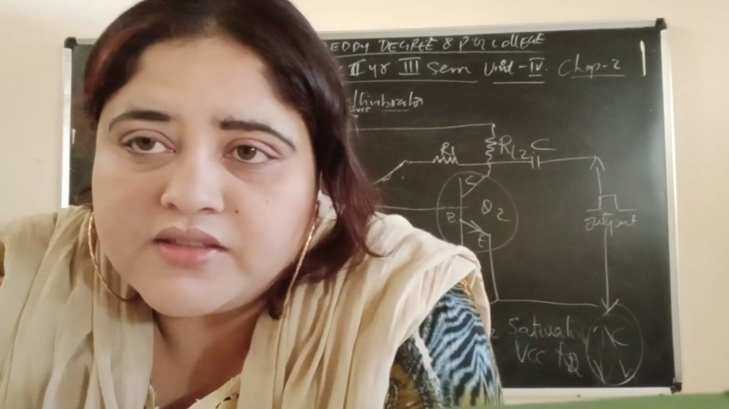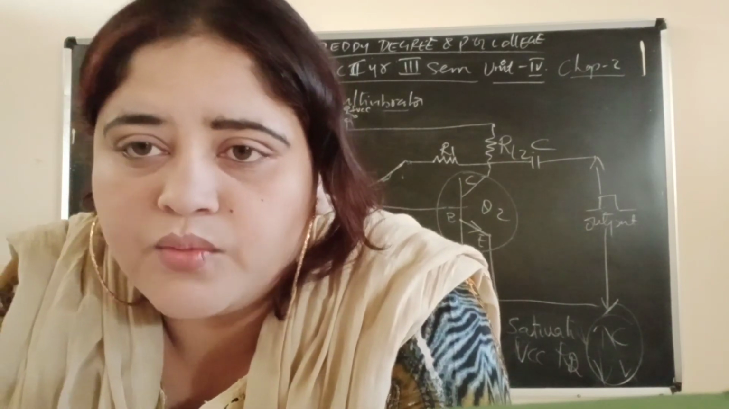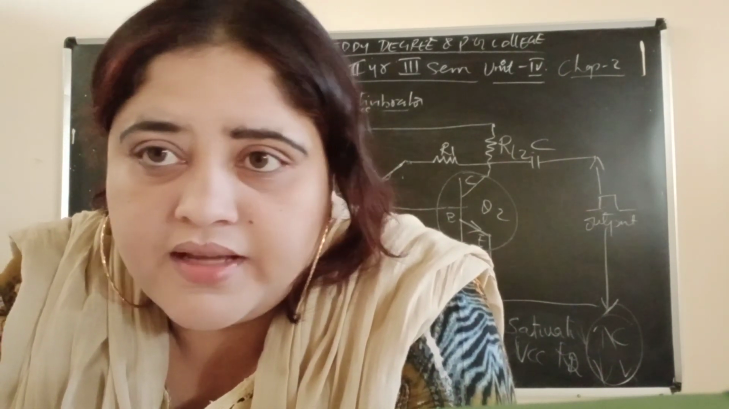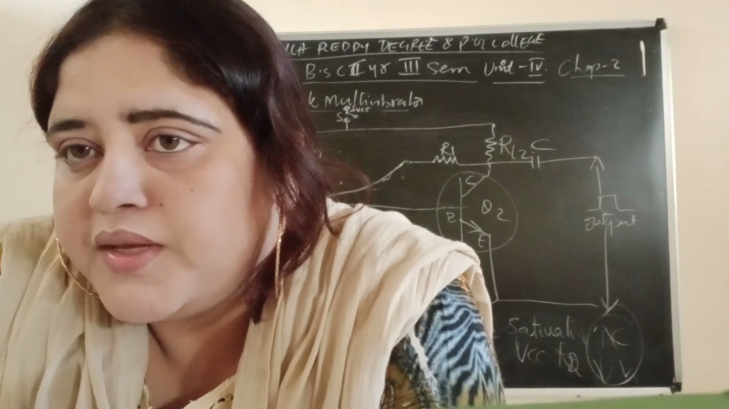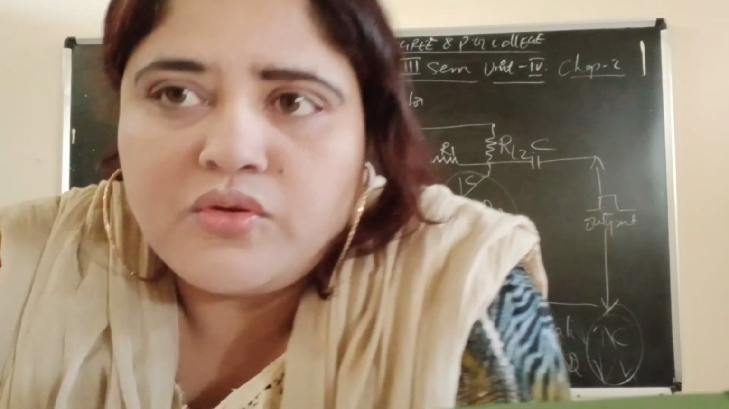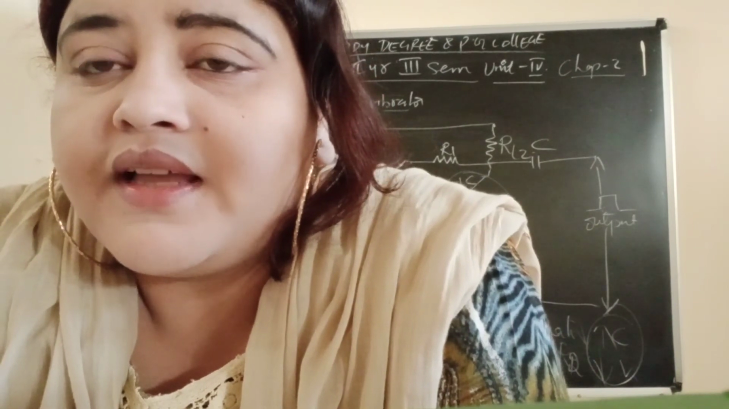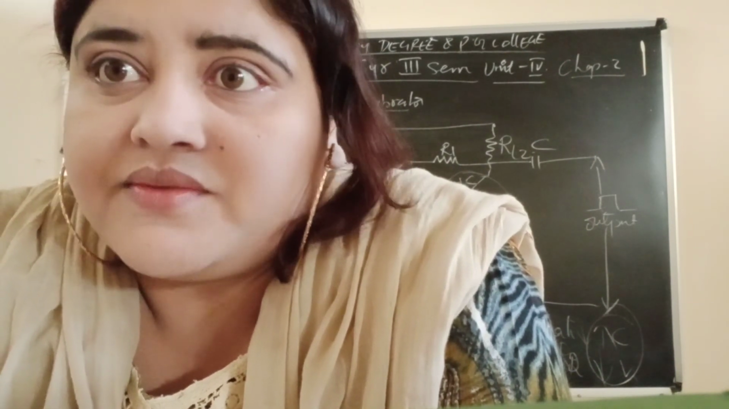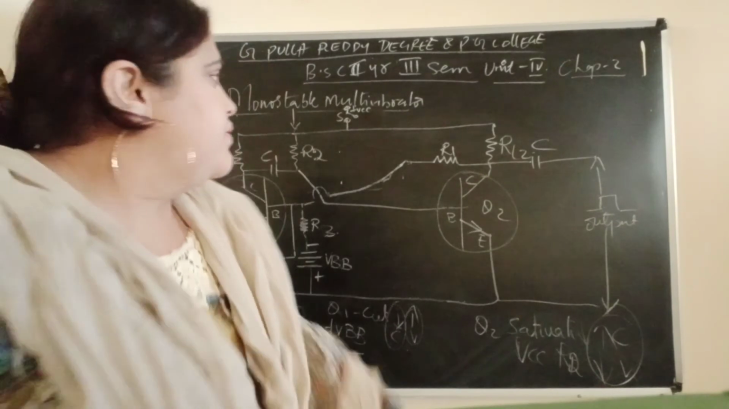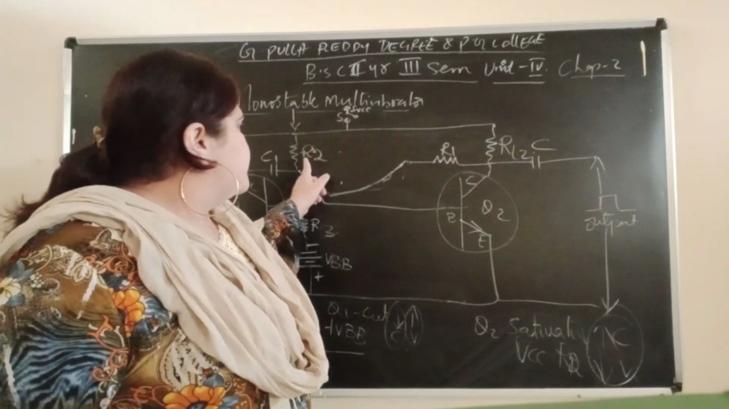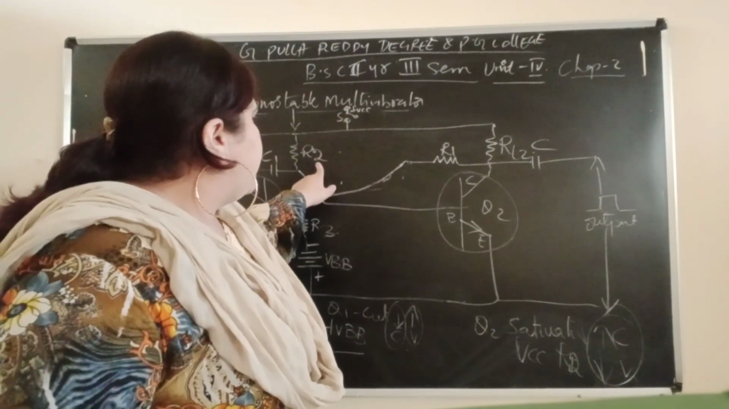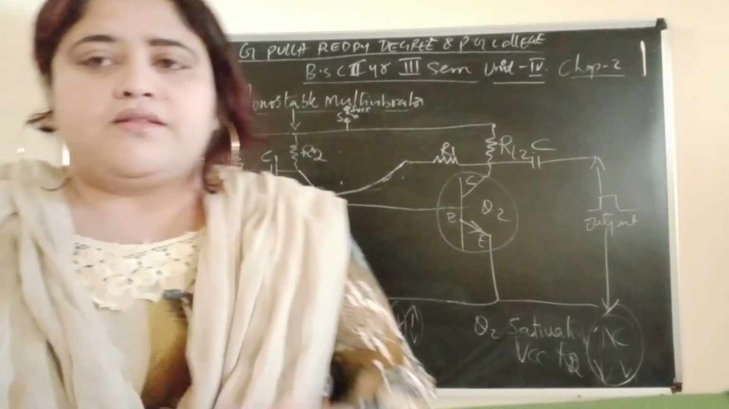In the above figure, it consists of two transistors. Transistor Q1 is in cutoff with the help of VBB and R3; you can write RB also, no problem. Whereas Q2 is in saturation with the help of R2 and plus VCC. R2 is going here, so R2 and plus VCC keep it in saturation.